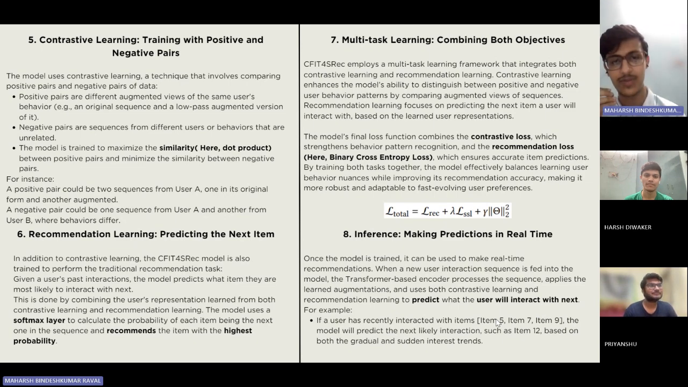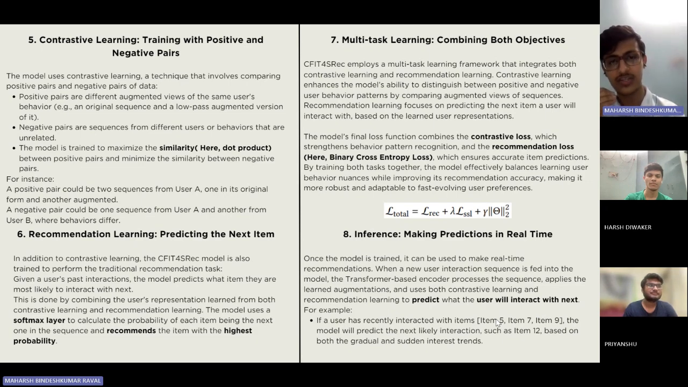Now, the next part it balances is the recommendation loss. This loss focuses on accurately predicting the next item. It uses the binary cross entropy loss function to ensure the model ranks items correctly in a user's preference. So by combining these two losses, the model achieves generalization. The contrastive loss improves the model's robustness, enabling it to handle varied user behavior and evolving preferences, while the recommendation loss ensures precise predictions for the next user interaction. So this dual objective training makes the model more adaptable to real world scenarios where user preferences are dynamic and data quality varies.